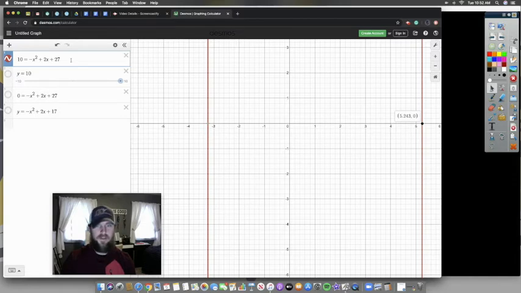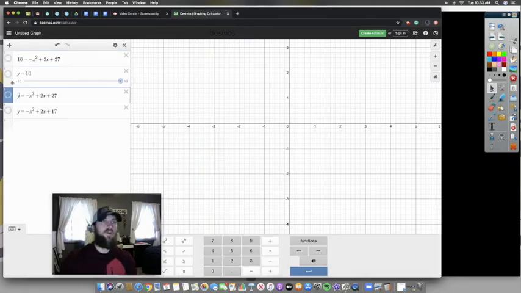Now, some of you might be thinking, well, why don't I just type it in the first place? You don't always have access to this graphing technology. But for a check, it's pretty nice. Okay, some of the other cases I want to show you. So what if we graphed it without the 10? So what if we graph this equation, y equals the opposite of x squared plus 2x plus 27.